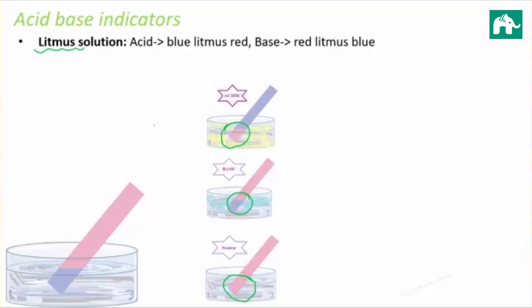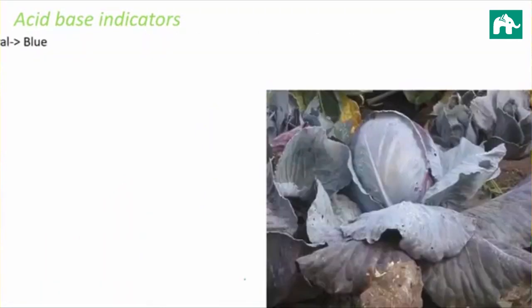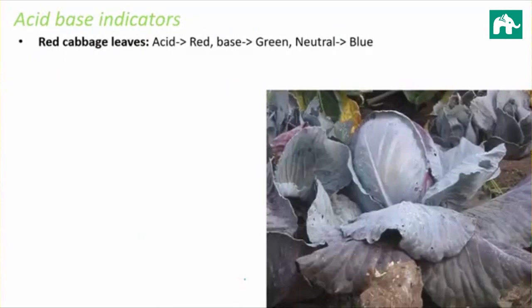So these are just indicators. They just tell you whether this substance is acidic or basic. That's it. Another popular acid-base indicator is red cabbage leaves. Have you ever seen red cabbage? Normally the cabbage is green in color. But if you go to some supermarket or some market, you would see this red colored cabbage. Their leaves also act as indicators. Their leaves turn red in acidic solution, green in basic solution, and blue if the solution is neutral. So these are certain things that you need to know, like what would be the color if the particular substance is acid, base, or neutral. These colors are something that you should know.